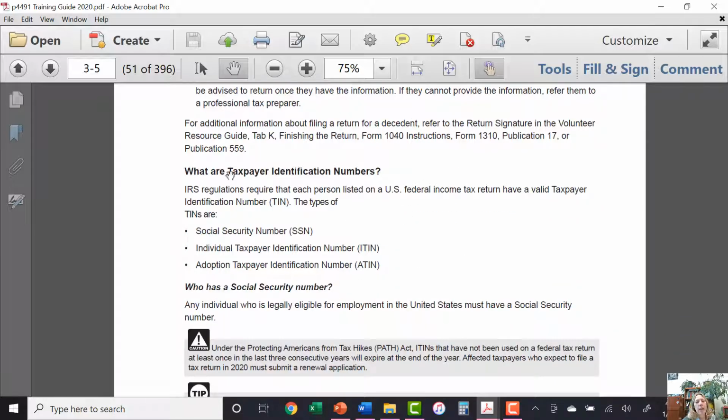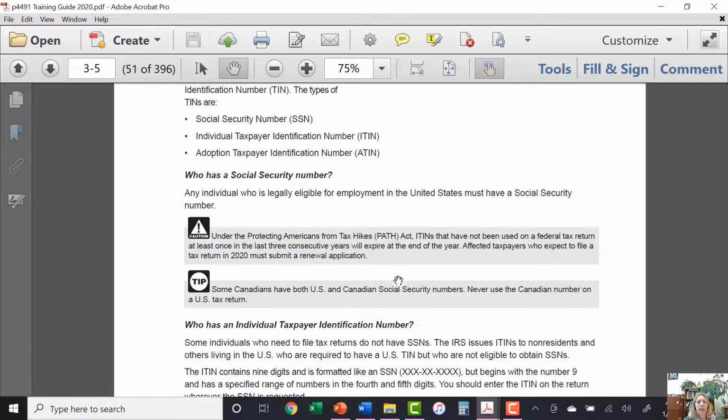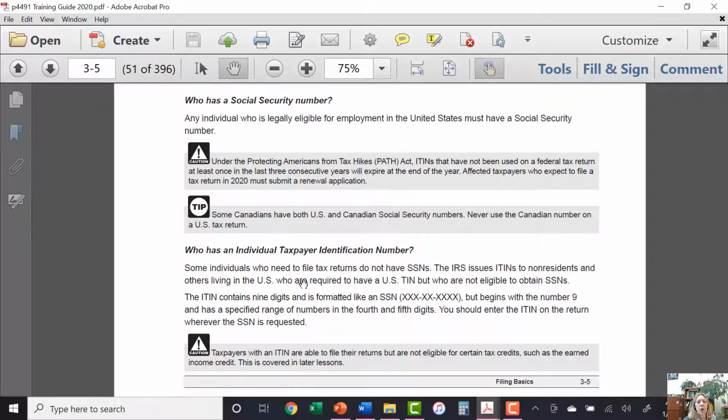Okay, taxpayer identification numbers. Okay, social security numbers. These are for people who are born in the United States or who are legal residents of the United States and U.S. citizens of the United States. Social security numbers allow you to work. Okay, ITINs, same kind of thing. Okay, only these individuals.